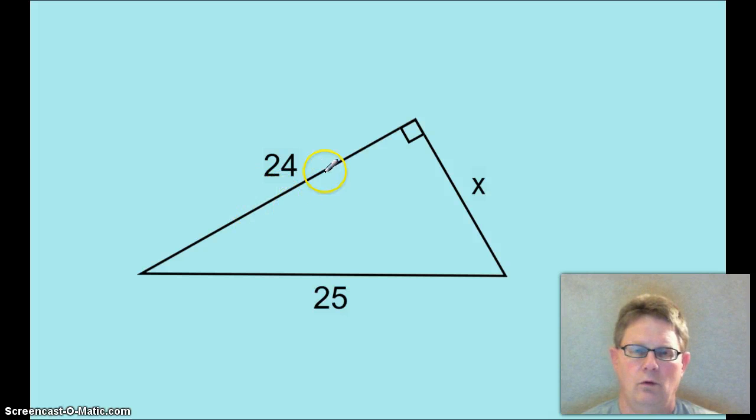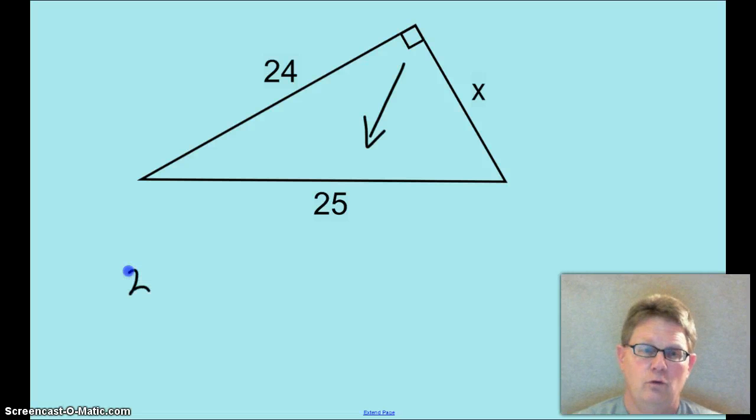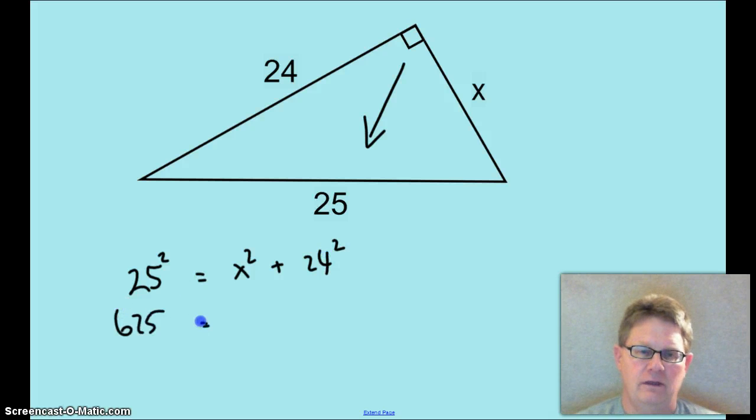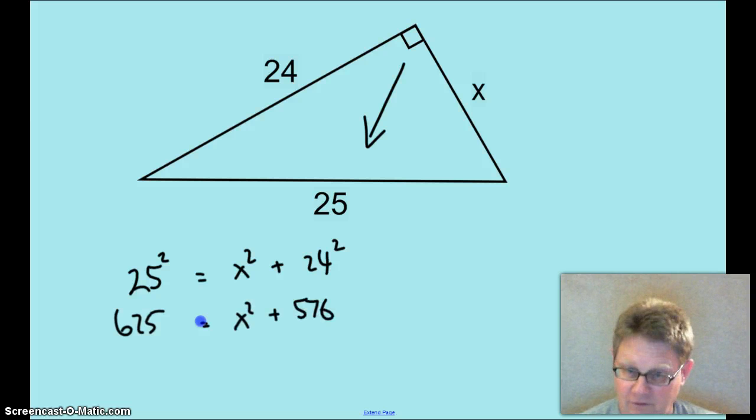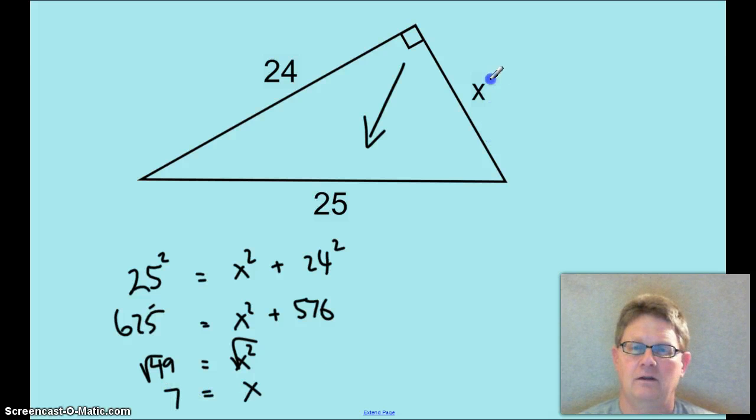Whoa, wait, where's the hypotenuse? Oh, here's the right angle. Oh yeah, opposite that. So our equation is 25 squared equals x squared plus 24 squared. 625 equals x squared plus 576. Subtract 576 from both sides, and you get 49. Take the square root of both sides, and 7 equals x. That missing side is a 7.